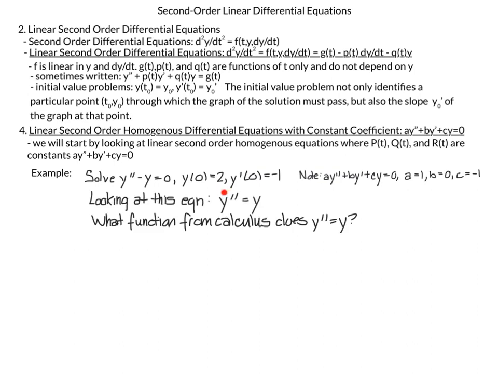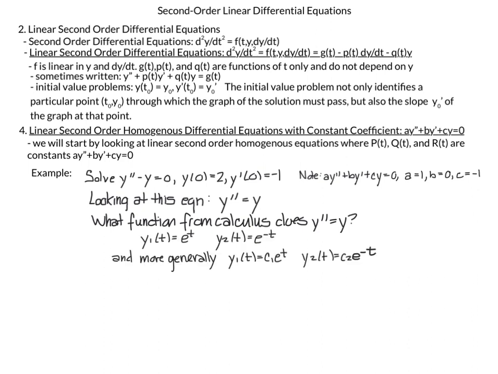Now, just looking at this equation, I can rewrite y double prime minus y equals 0 as y double prime equals y. And so our question is, what function from calculus has y double prime equal to y? And the answer is e to the t. And because this is a double prime, also e to the minus t will work. And you can try it out. y2 prime would be minus e to the minus t, and then y2 double prime would be e to the minus t. More generally, you can multiply y1 and y2 by any constant. So c1 e to the t is a solution, as well as c2 e to the minus t.